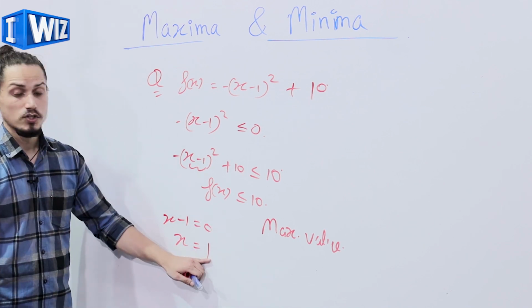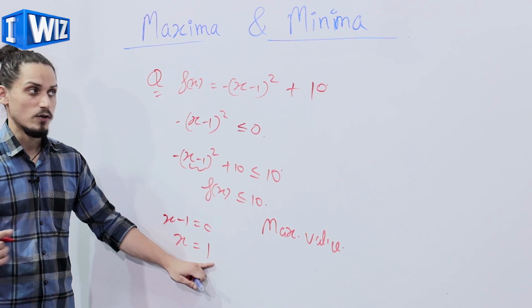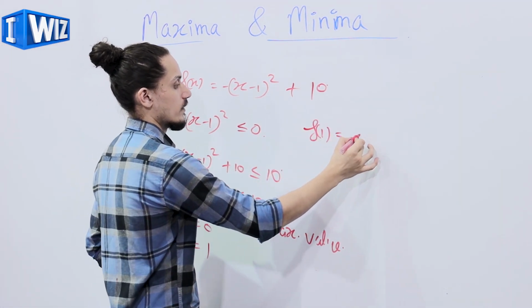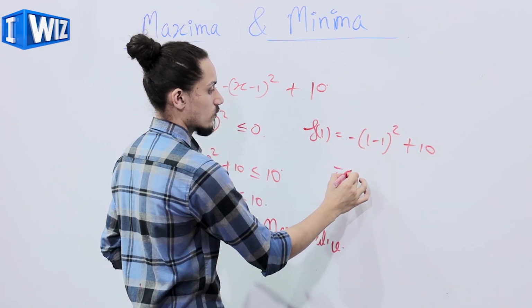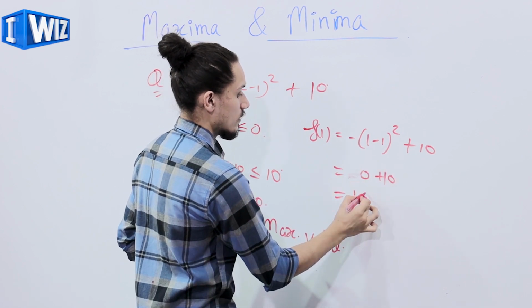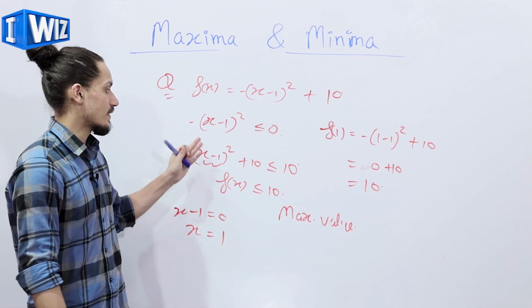So this function will attain its maximum value at x is equal to 1, and that maximum value will be equal to f of 1. So f of 1 is equal to minus of (1 minus 1) square plus 10, which is equal to minus 0 plus 10, which is equal to 10. So the maximum value of this function is 10, and we attain it at x is equal to 1.